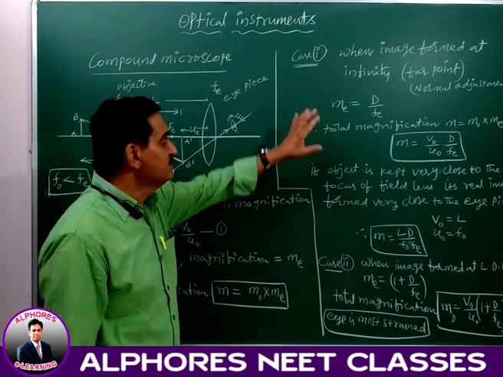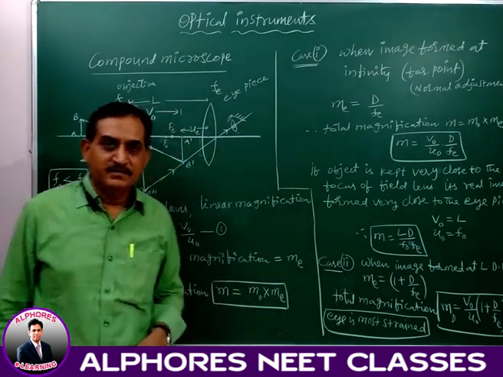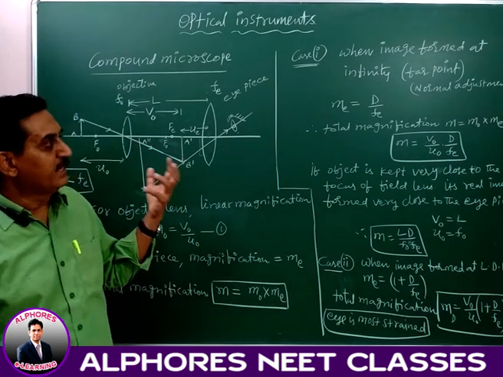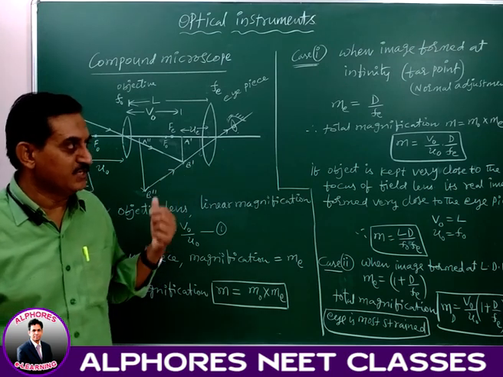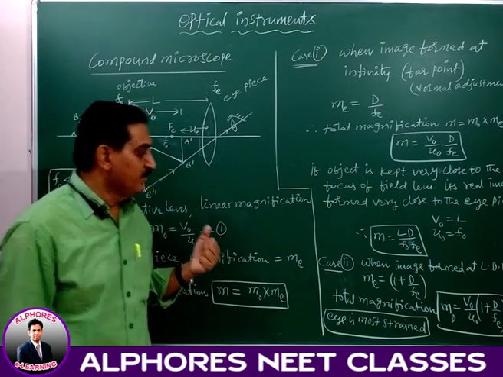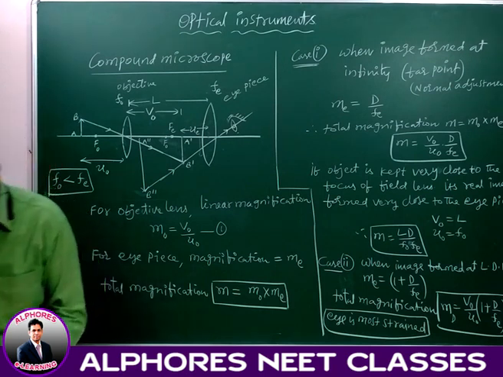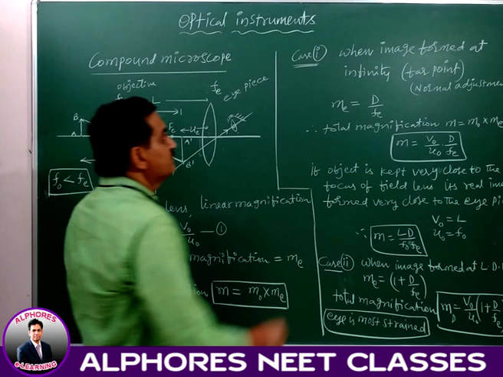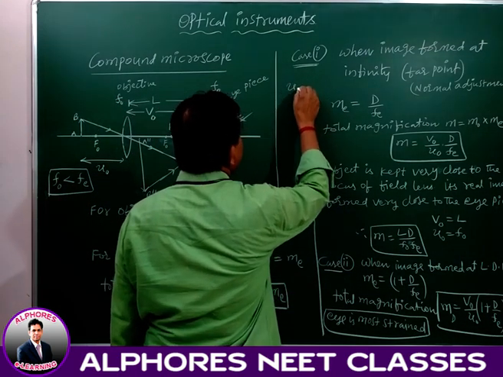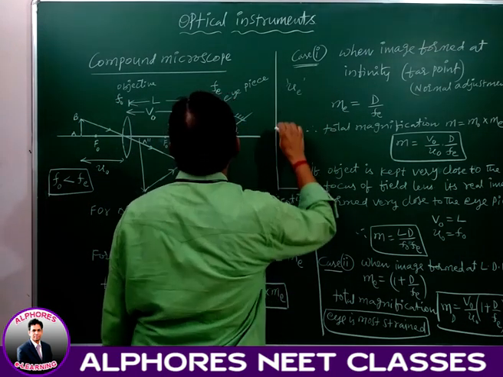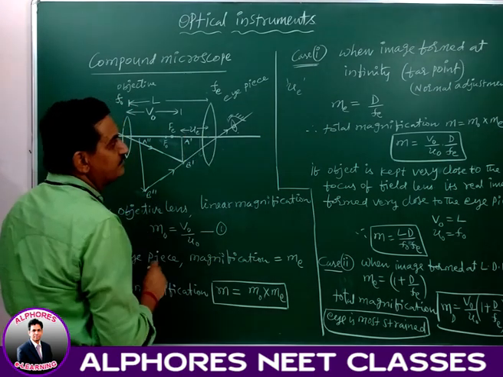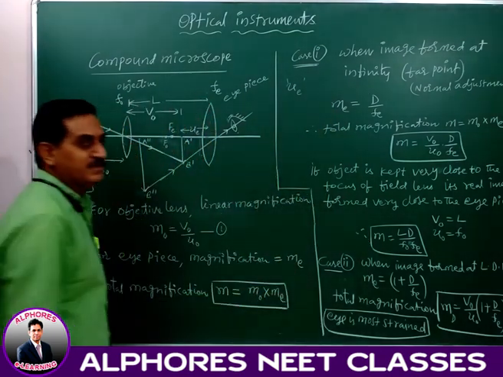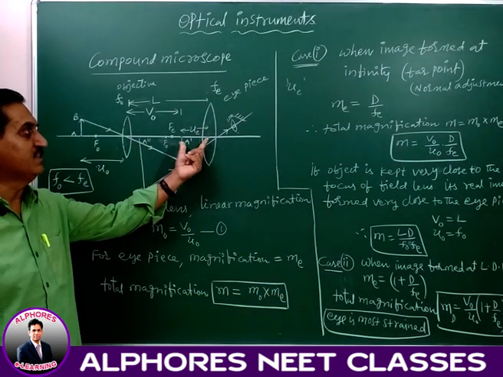And here in this case, the image is formed at infinity, so it is the most relaxed state, relaxed position. So the observer will be comfortable. It is simply said to be least strained. So here ue is small. Therefore its magnification is smaller. Magnification is smaller in this case.